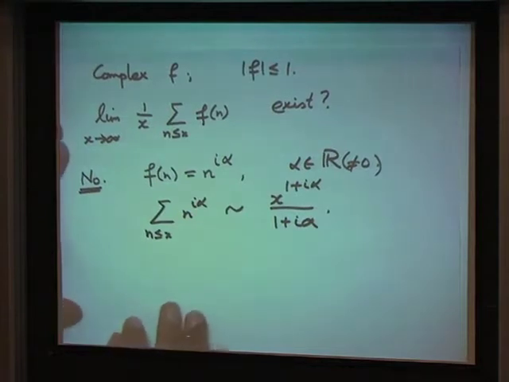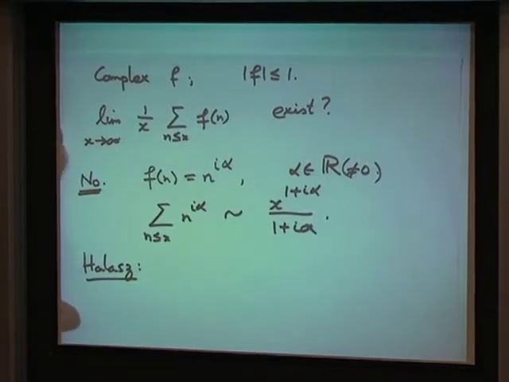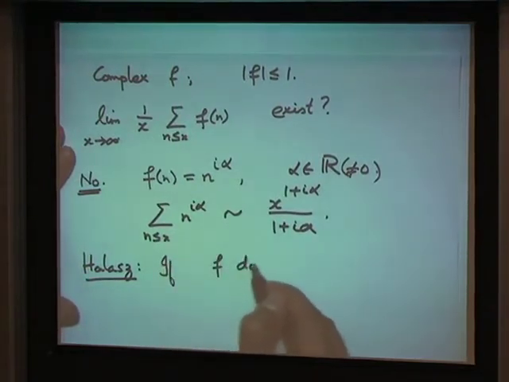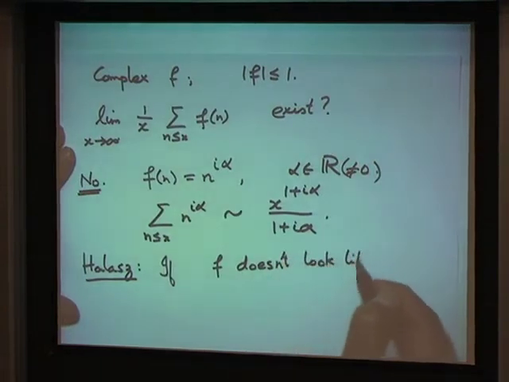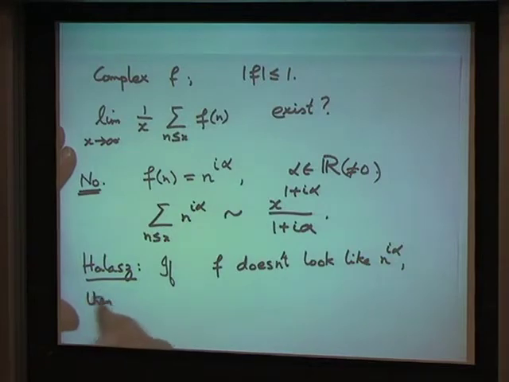So Halász realized that this is basically the only example that you have. And what you can prove is that if f doesn't look like n to the i alpha for some alpha, maybe 0, maybe non-zero, then the limit exists and is 0.